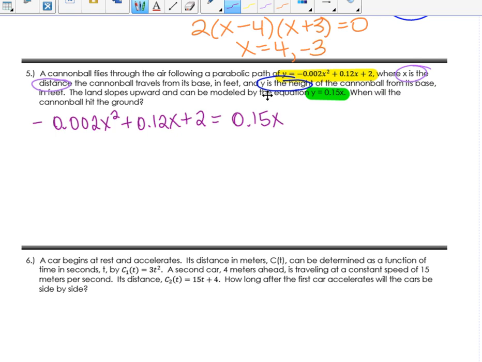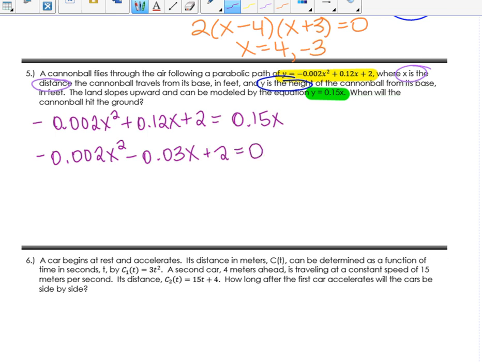Okay, you just bring everything over to one side. In this case, it's going to be our 0.15x. So the only thing that will be affected is going to be your middle term. So 0.12 minus 0.15 is negative 0.03x plus 2 equals 0.